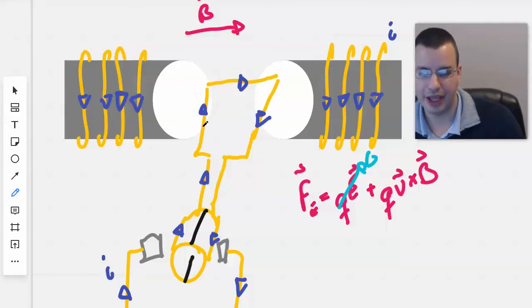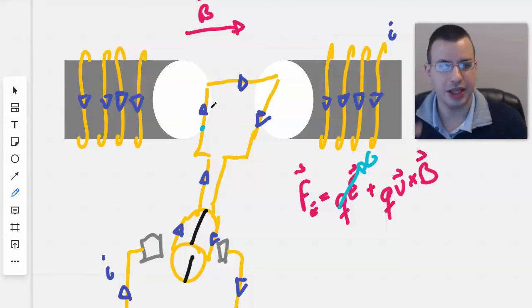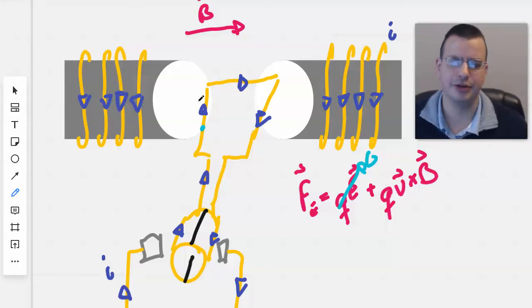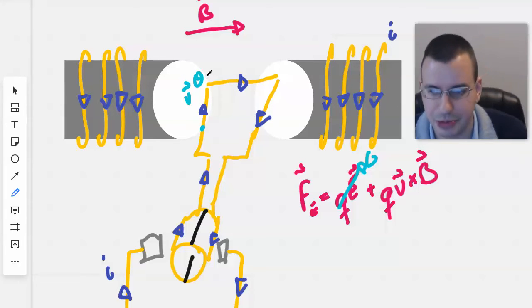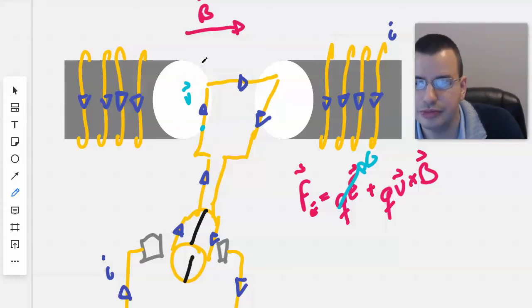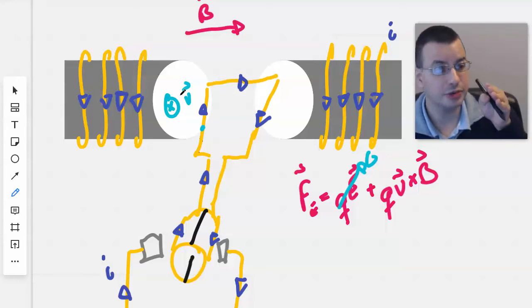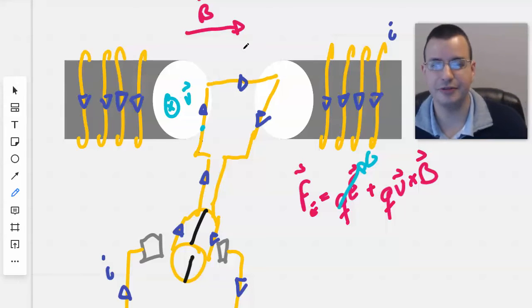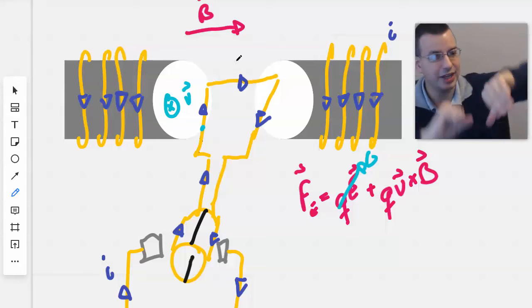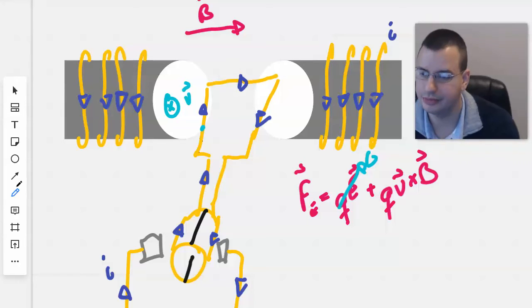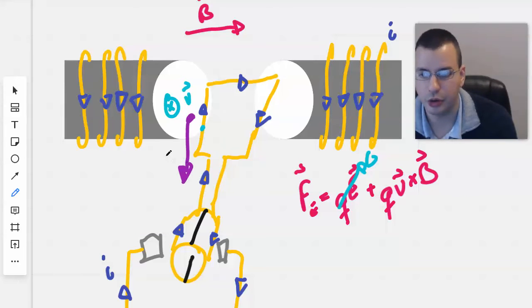So we have positive charges moving into the board. I know you're going to have to use a little bit of perspective. I'm going to do V and then an X. V is moving into the board, and the magnetic field is to the right. So you have V cross B, which gives a net force going down.